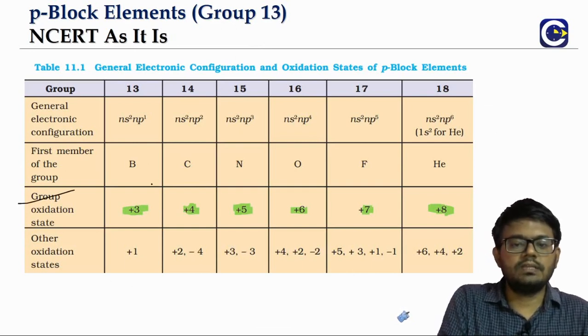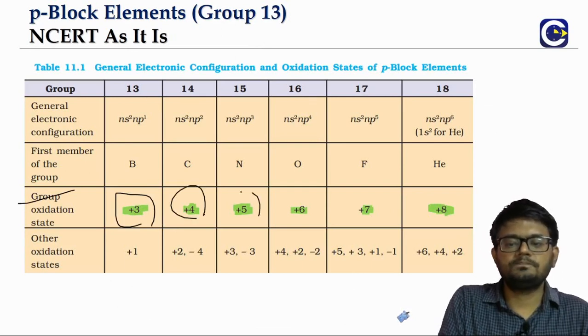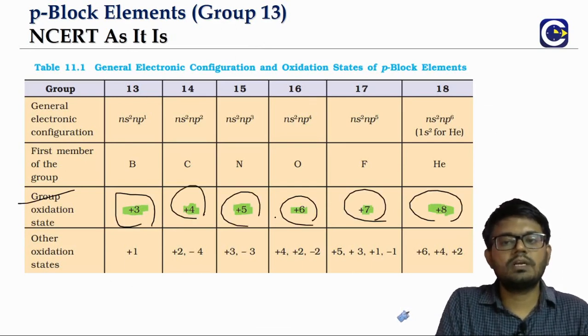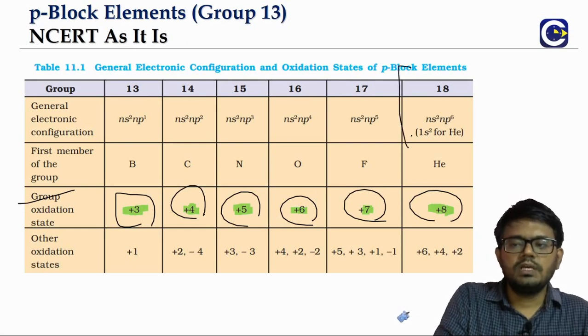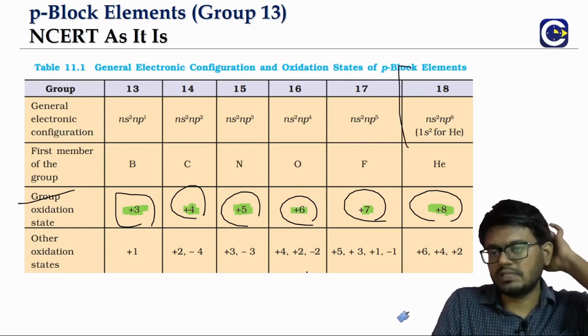We can see 13th group oxidation plus 3, 14th. So group oxidation is equal to what? Number of valence electrons. Of course, the 18th group is a different story altogether. We'll have to separate it.